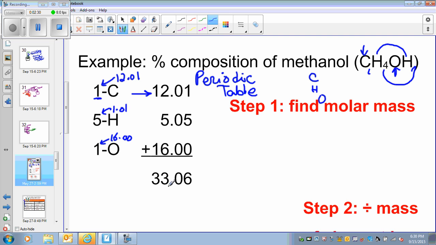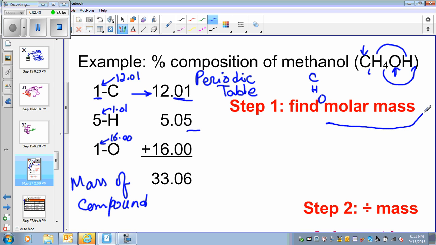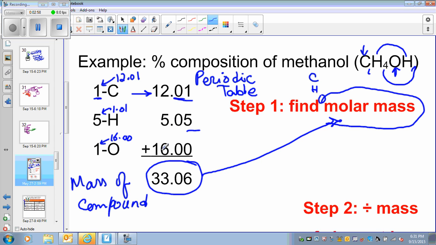And then you add them all together, and this is the mass of the compound because now you have added all of them together. So you have the mass of the compound as well as the mass of each element that is present in the compound: carbon, hydrogen, and oxygen. So this is your first step, that you need to find the molar mass. This mass of the compound that you just calculated by adding them all together is the molar mass.